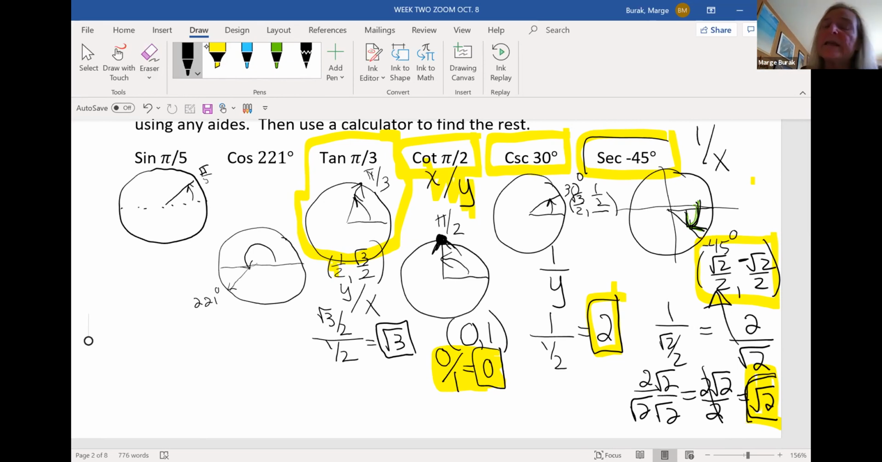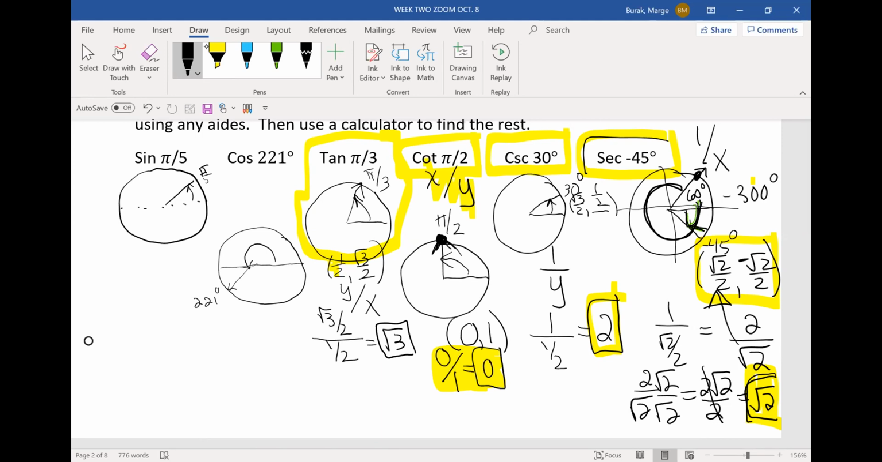If I went negative 300 degrees, I would go all the way up here. That's negative 300 degrees, and that leaves me with 60 degrees left. That's my reference angle, 60 degrees. The sine and the cosine are both positive there. It just depends on where the angle is, and wherever that angle takes you determines if it's a positive sine or positive cosine. Okay? Did that make sense? Yes.